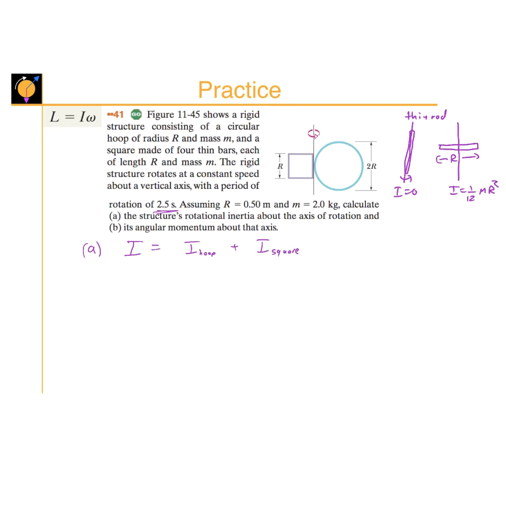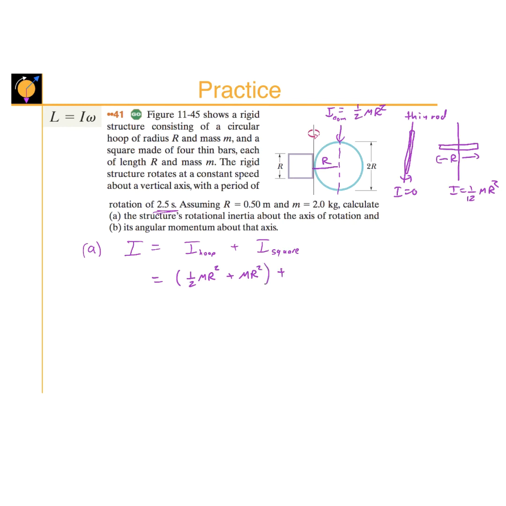And for a hoop, the moment of inertia around its center of mass is 1/2 mr squared. So for the hoop, we have to do the parallel axis theorem because the axis is not going through the center of mass. So it's going to be the moment of inertia through its center of mass plus m times the distance. So how far is the axis from the center of mass? Well, it's a distance r. So plus mr squared. So that's the moment of inertia for the hoop.